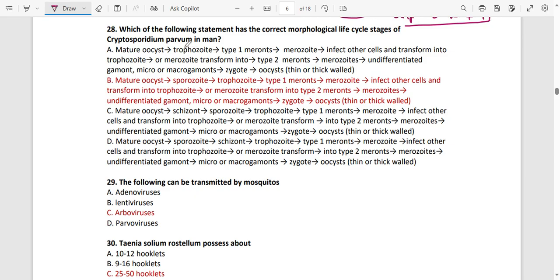If you look at option A, mature oocyst, trophozoite. Actually trophozoite is not what comes after the oocyst. It's supposed to be the sporozoite. So that's not correct. And then option C, mature oocyst, zygote, is not correct, zygote is not first. Mature oocyst, sporozoite. From sporozoite, schizont, and then schizont, trophozoite. You can as well see trophozoite is supposed to come before schizont, because the schizont is a meront, which is going to form the merozoites.